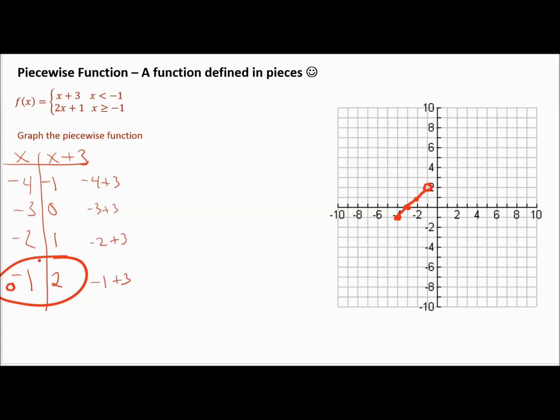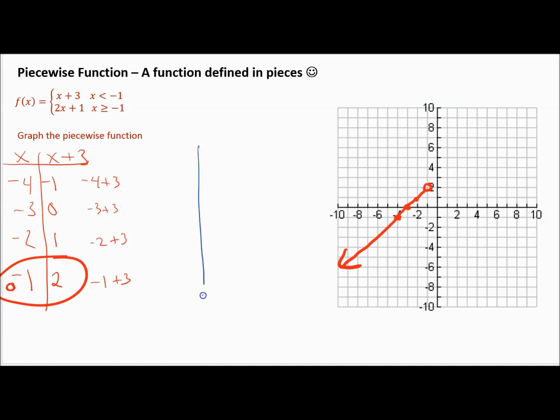Now, normally a straight line has an arrow on both ends. This cannot have an arrow on the right side because there's that open circle. It does not continue on. But over here on the left side, it does continue forever. So it is appropriate to put the arrow on one end. For a piecewise function, you will not have an arrow on each end of your piece. Alright, now let's graph the second piece.